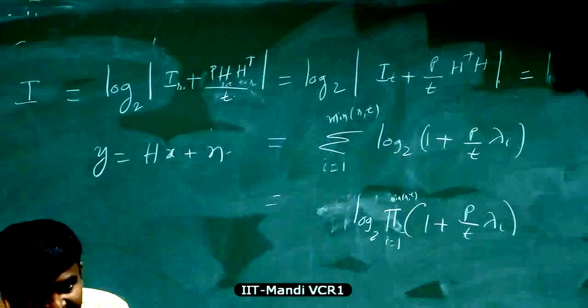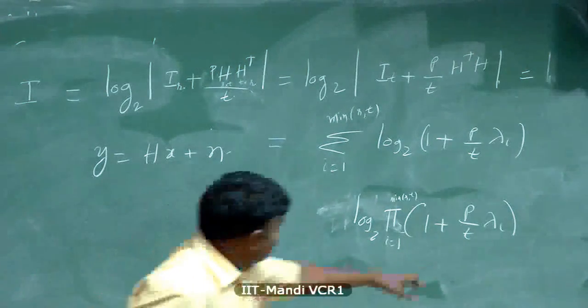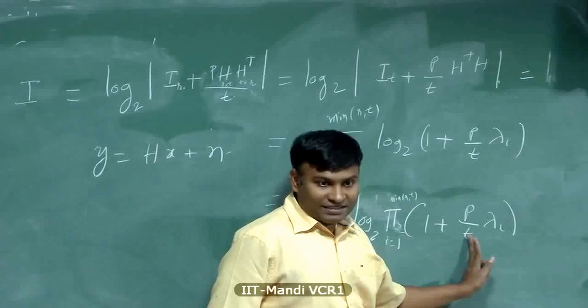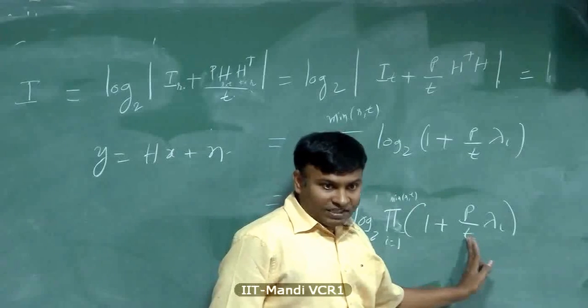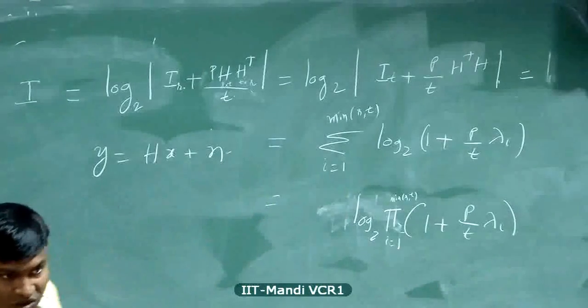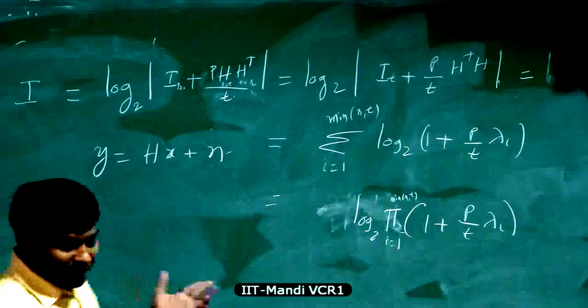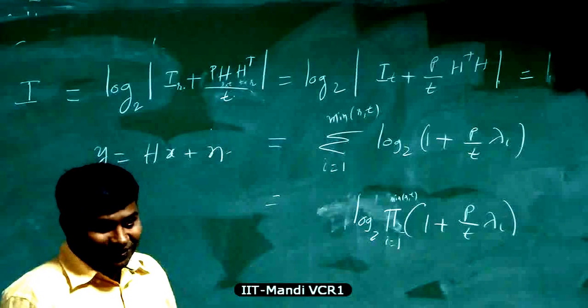Only difference is water filling. Remember, for each lambda we had a different power through water filling, but here the power is the same. So it's closely related to the capacity with full H. But how do you achieve this capacity? Well, we don't know.